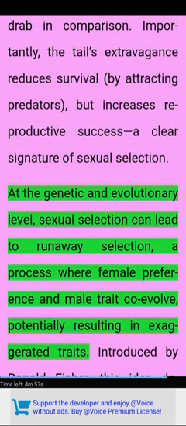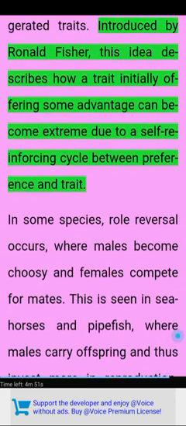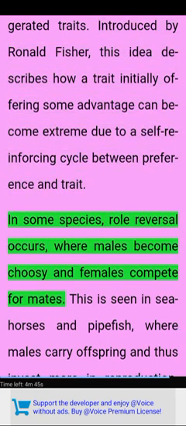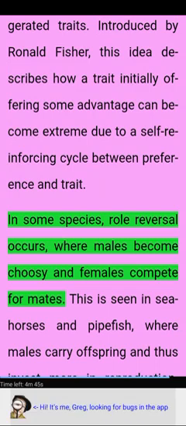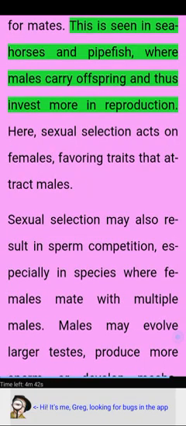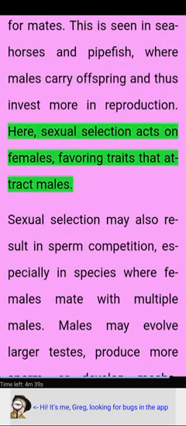At the genetic and evolutionary level, sexual selection can lead to runaway selection, a process where female preference and male trait co-evolve, potentially resulting in exaggerated traits. Introduced by Ronald Fisher, this idea describes how a trait initially offering some advantage can become extreme due to a self-reinforcing cycle between preference and trait. In some species, role reversal occurs, where males become choosy and females compete for mates. This is seen in seahorses and pipefish, where males carry offspring and thus invest more in reproduction. Here, sexual selection acts on females, favoring traits that attract males.